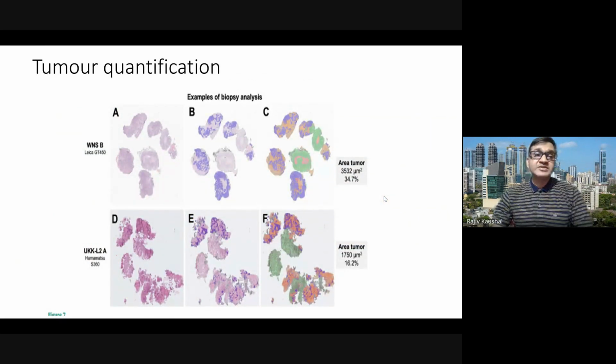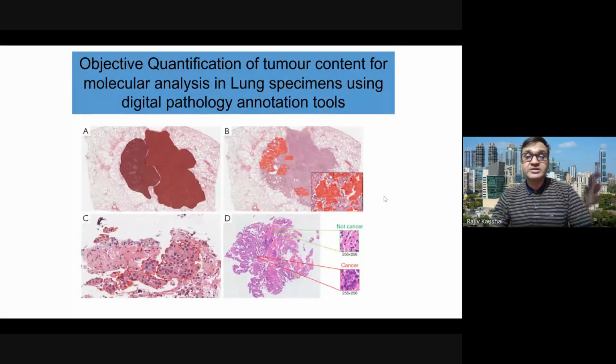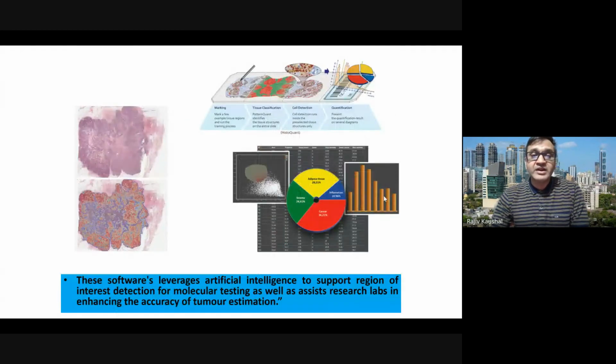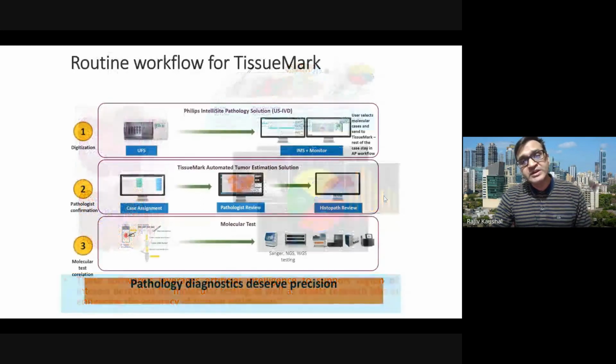So the next application is tumor quantification. These AI-based models give a more precise estimation of the tumor, where it is required, especially for molecular tests, especially in lung cancers and small GI biopsies, where the tissue is a very crucial component. Even if you want to do further studies in precision oncology, where tumor-stroma segregation is required, it gives more robust information.